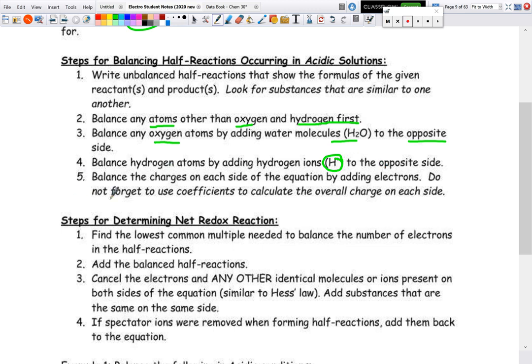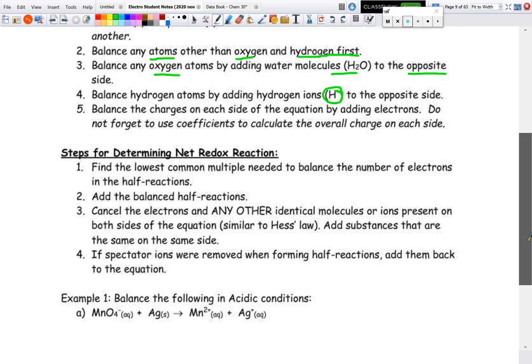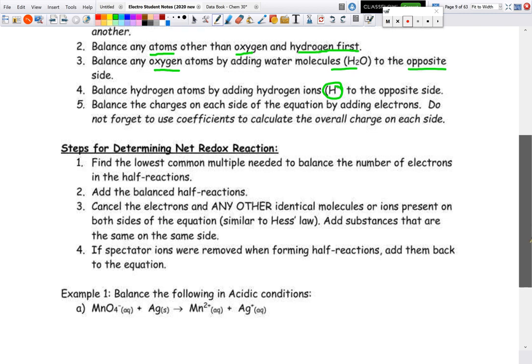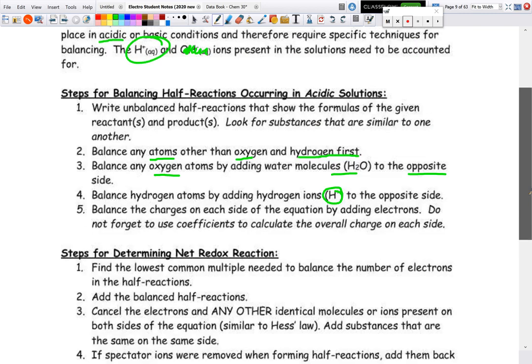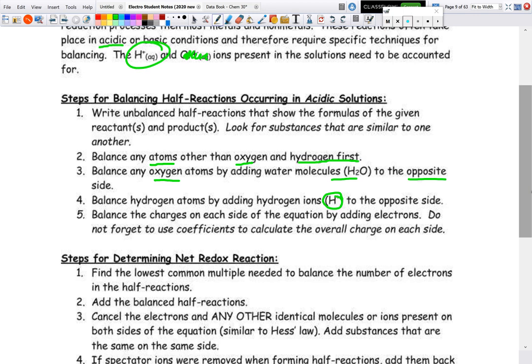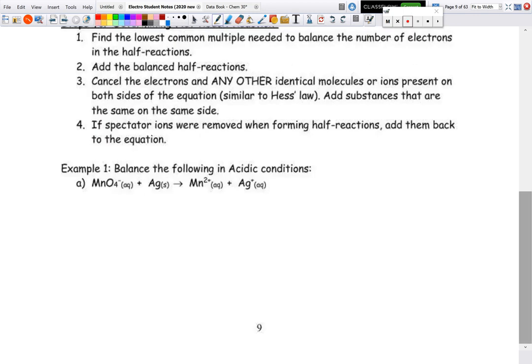And then finally, our last step is we balance the charges on each side of the equation by adding electrons. So steps 2, 3 and 4 are balancing by mass, and step 5, of course, is balancing by charge. Now, we're going to look at steps for determining the net redox equations afterwards, where we add them together, but first I want to take what we just talked about and apply it to example A. Balance them under acidic conditions.